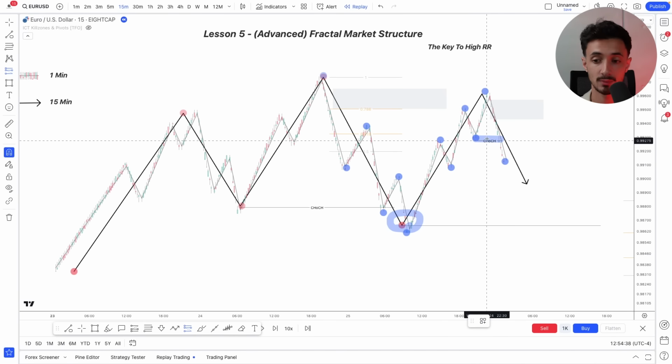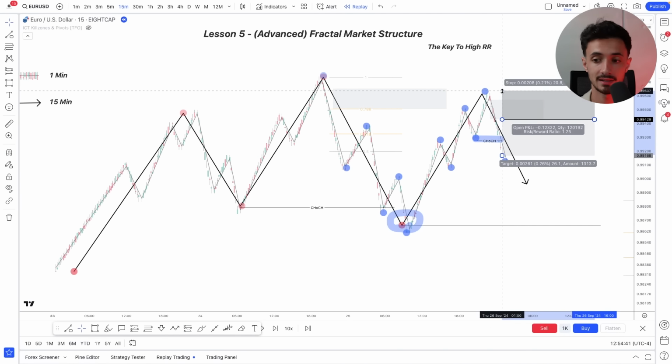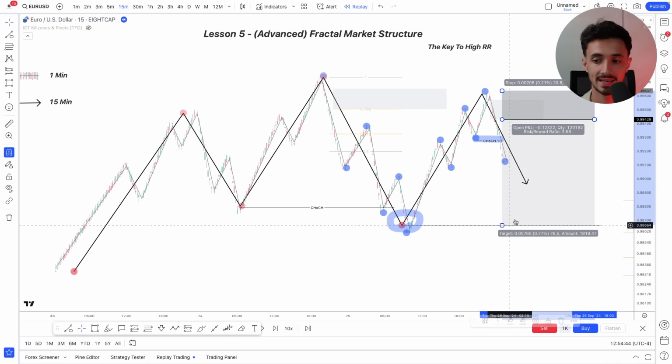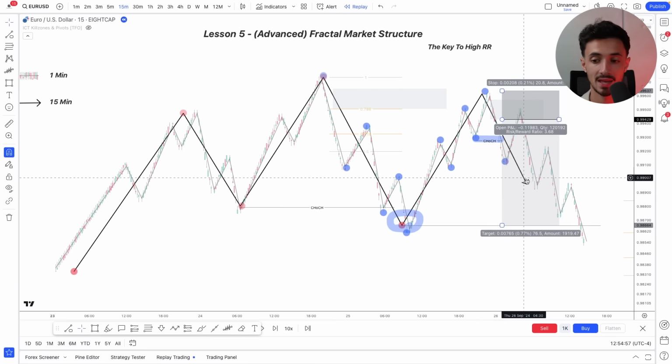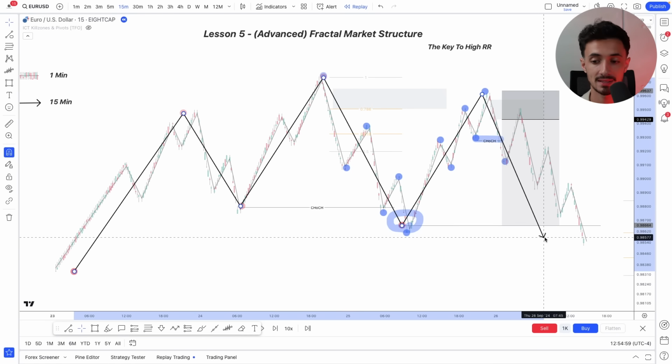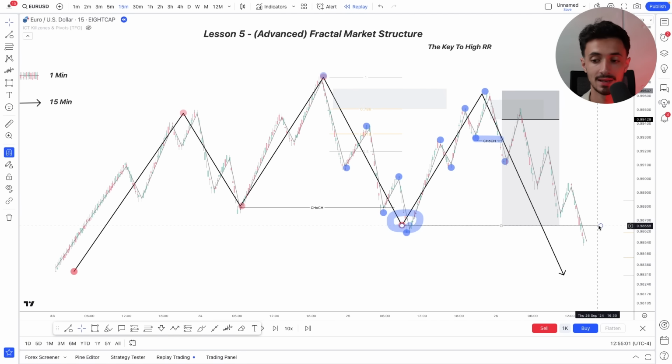After we get a break, after we get the change of character, you look at getting involved in here, and then you want to be looking at taking out the weak low down here. And the 1 minute time frame is going to continue in its trend. Change of character, pullback, break of structure, pullback, break of structure, pullback, break of structure, as the 15 minute expands into the new low, giving you the already inevitable break of structure for the 15 minute.